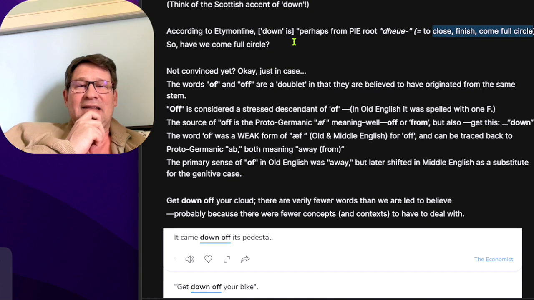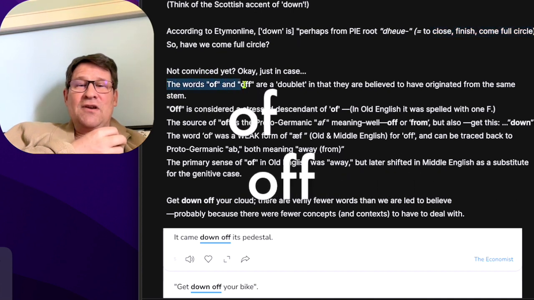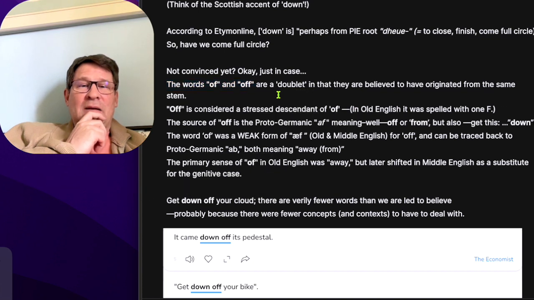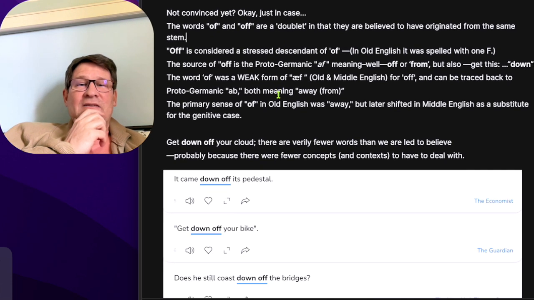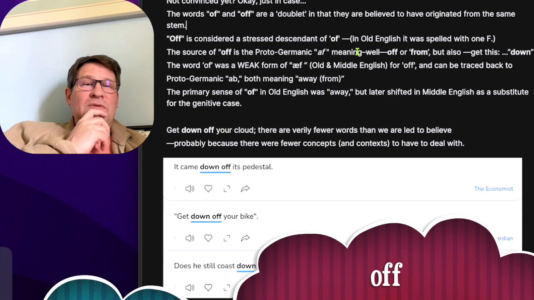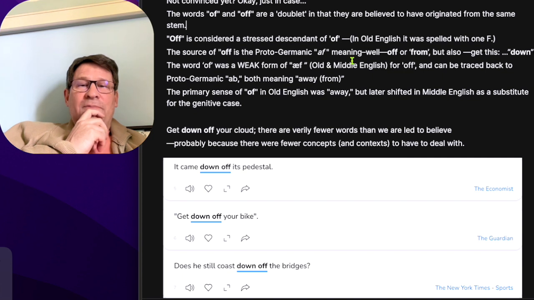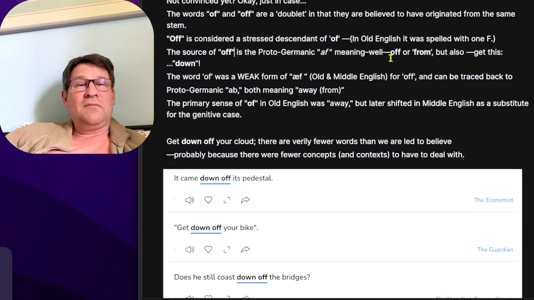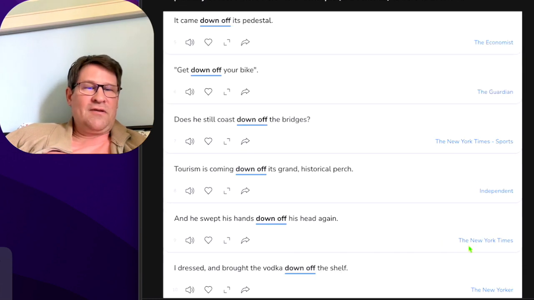If you're not convinced yet that these are all, since they're all from the same root, actually all meaning the same thing, let's look at the words of and off, which are also a doublet in that they are believed to have originated from the same stem. Off is considered a stressed descendant of. In Old English, it was spelled with one F. The source of off is the Proto-Germanic af, meaning, well, off or from, but also, get this, down. So we get off of something, and we can understand now why off of is used as well. But also down off. If you look at different media sources, you can see here, all of these main sources have expressions with down off.